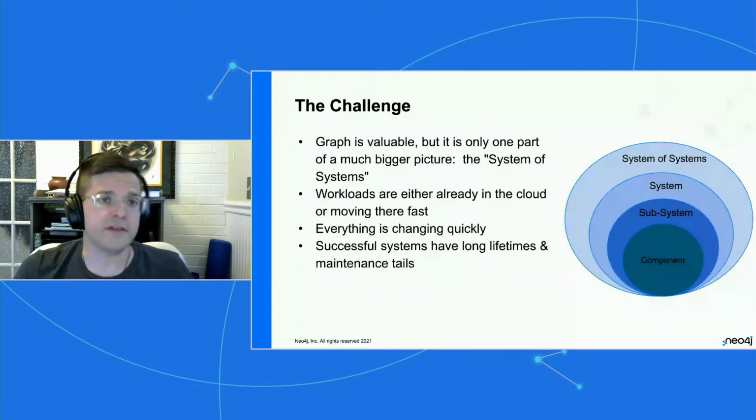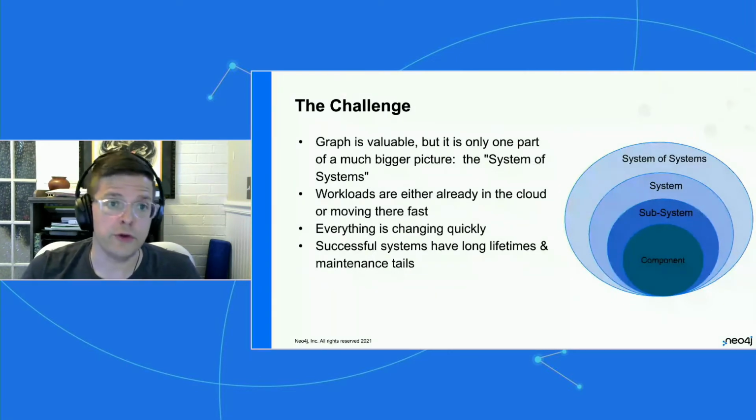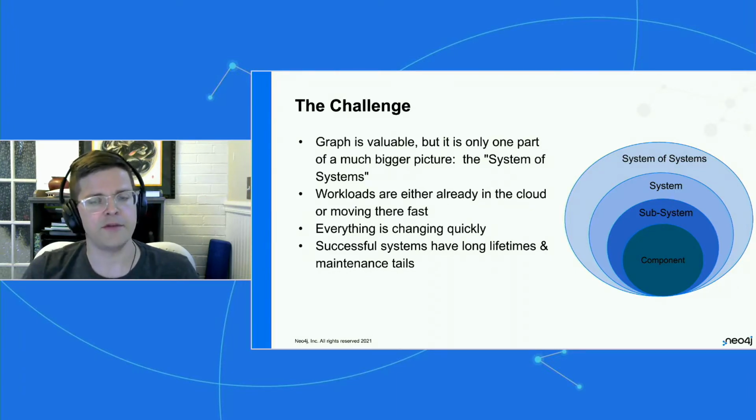Okay, so obviously, I think that graph is valuable, and you do too, because you're here at Nodes 2021. But it's really important to acknowledge that graph is only one part of a much bigger picture. And so usually this is what I would call the system of systems view. So a lot of people, when they first approach Neo4j, they're like, okay, great, it's a graph database, and so I can put my data in and I can query it out.